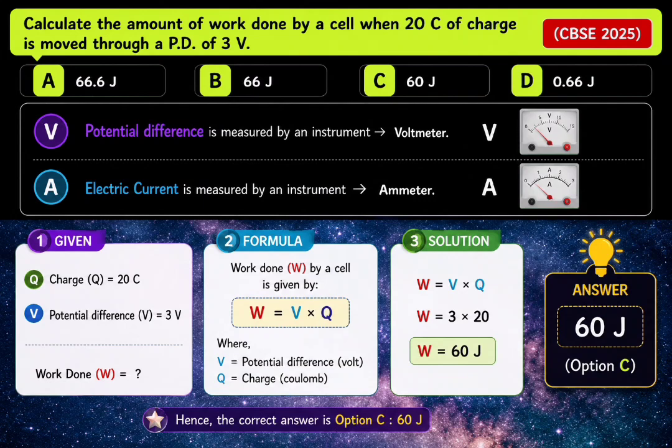Let's substitute the values in step 3. W is equal to 3 multiplied by 20. That gives us 60 joules. So option C is our absolutely correct answer. Now let's move on to our second slide.